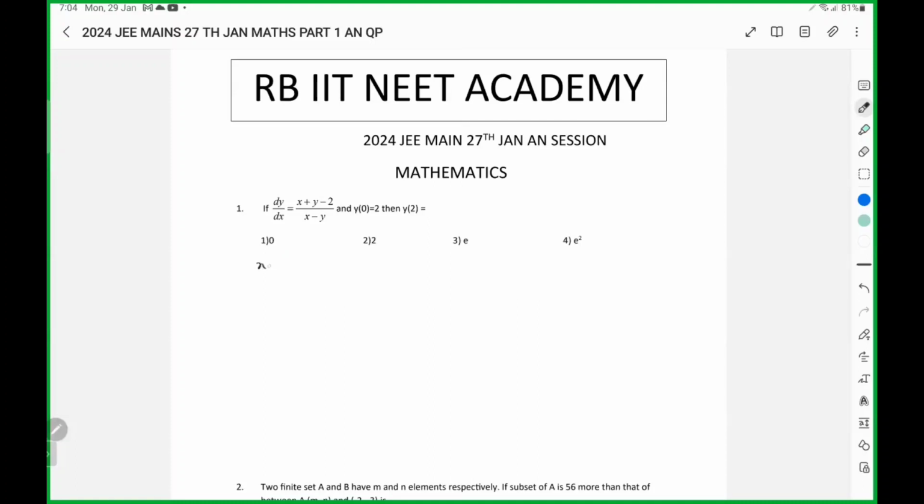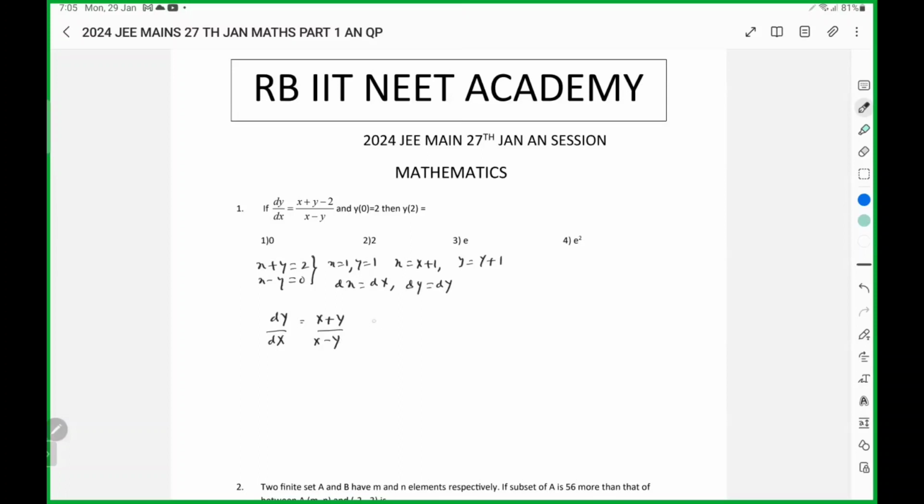We will assume x plus y as 0 and 2x minus y as 0. From here, x comma y you get 1. Capital X is x plus h, capital Y is y plus k. So dY by dX is (X plus Y) by (X minus Y).